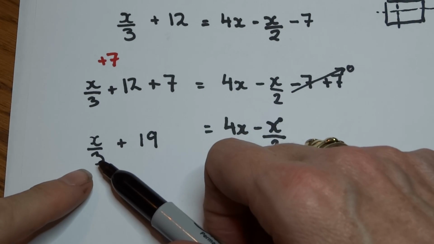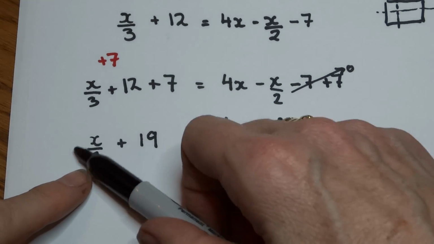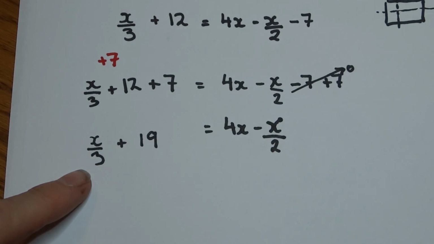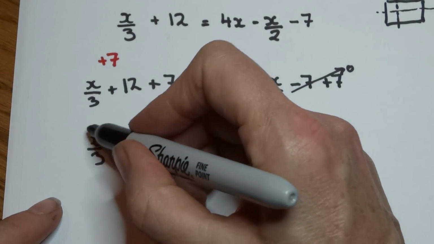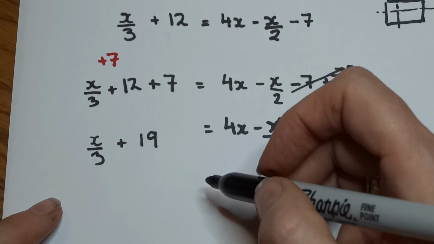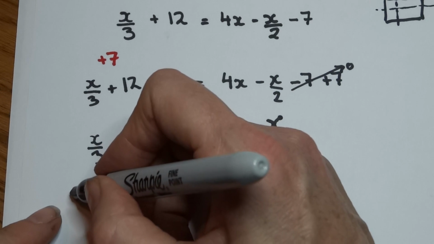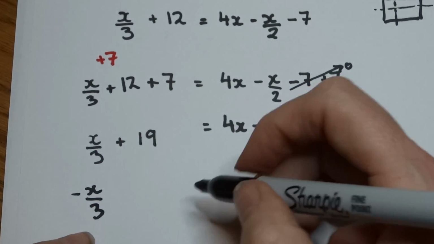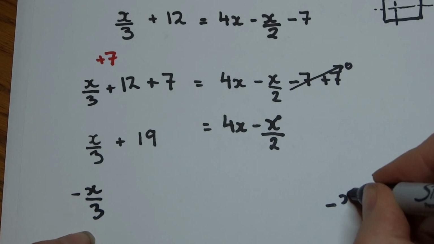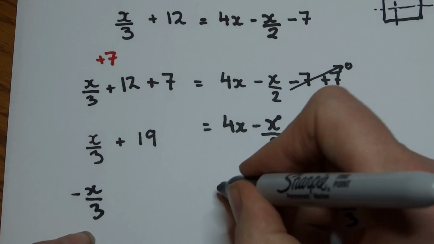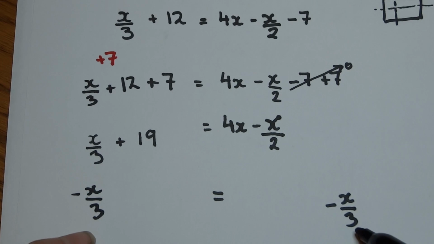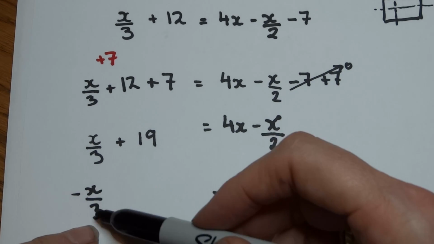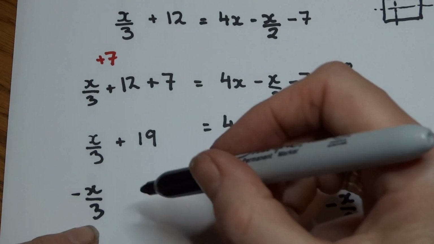What I need to do now, though, is I need to get my third x over where all my other x's are. Well, how can I do that? Well, here I have plus x over 3. If I was to take away an x over 3 on this side of the equation and on this side of the equation, I'm allowed to do whatever I want as long as I do the same thing to both sides. So I'm taking away x over 3 to both sides of the equation.